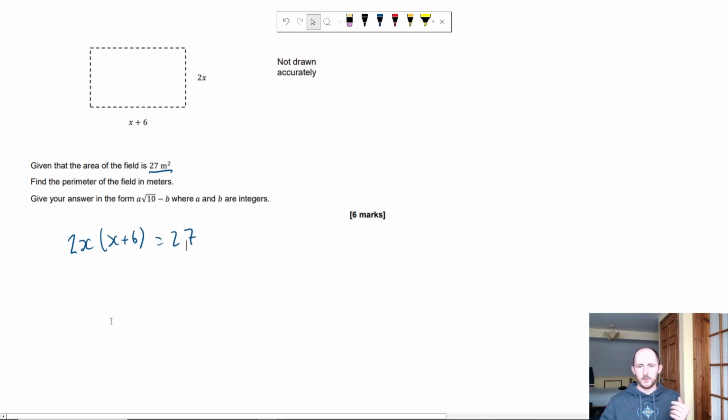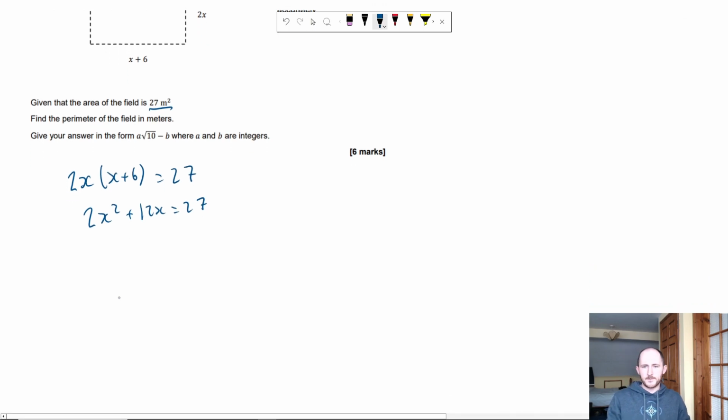Okay, well, it says find the perimeter. Okay, well, how do I work out the perimeter? Well, what I do is I add the lengths all together. So I need to figure out what the length and the width of this shape is. Well, hang on, I've got an equation here that I can solve. If I expand those brackets, I get 2x squared plus 12x equals 27. That's solvable, right? So let's do it. So move that over to the left-hand side. 2x squared plus 12x minus 27 equals 0.